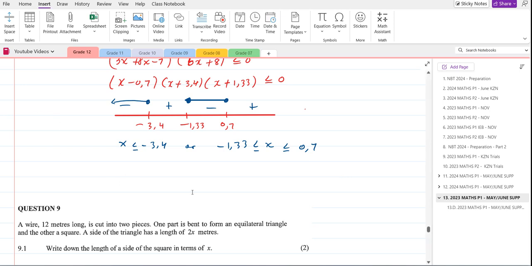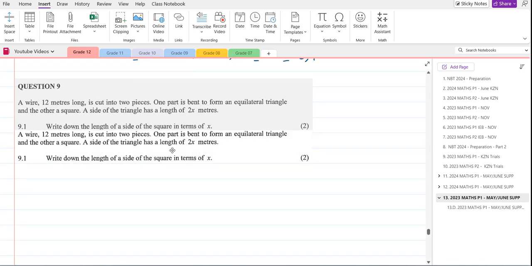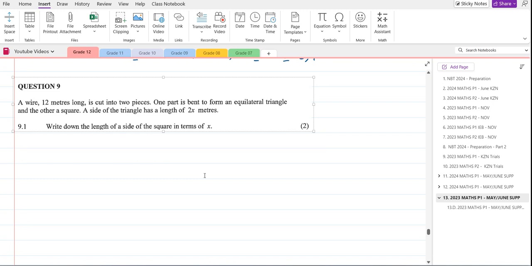Let's look at the next question, question 9. A wire 12 meters long is cut into two pieces. One part is bent to form an equilateral triangle and the other a square. A side of the triangle has length 2x meters. Right, so remember, a wire is cut.